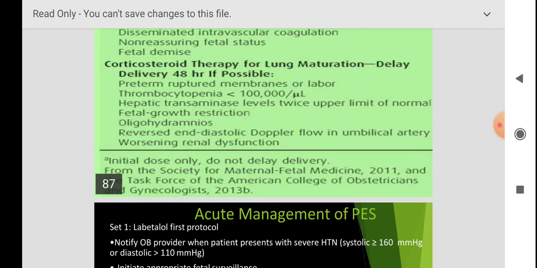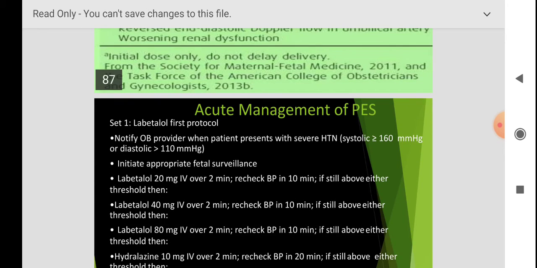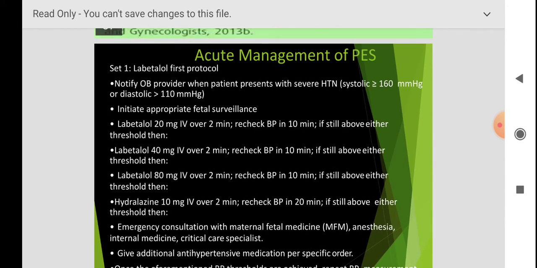Whereas for corticosteroid therapy for lung maturation, when delivery can be delayed for 48 hours if possible, here you can give the complete coverage of 2 doses. When there is PROM or if she is in labor, when there is platelet count less than 1 lakh, hepatic transaminases twice the upper limit of normal, when there is IUGR, oligohydramnios, reversed end-diastolic flow in the umbilical artery or worsening of renal dysfunction. In such cases, you have to terminate her, but you can still wait for 48 hours until the corticosteroid coverage is given.